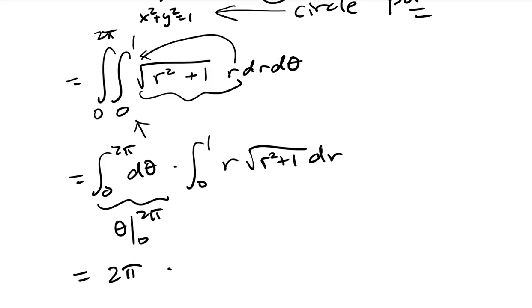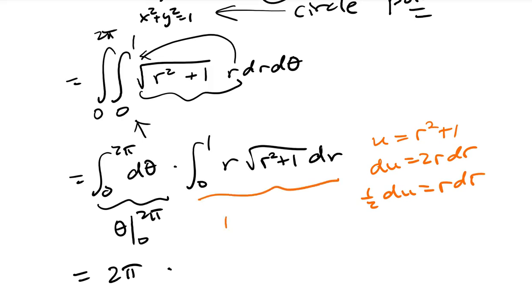Now it looks like a nice little u substitution here. U equals r squared plus 1. Du is 2r dr. 1/2 du is r dr. So this here all becomes 1/2 integral square root of u, which is u to the 1/2 power. All right.